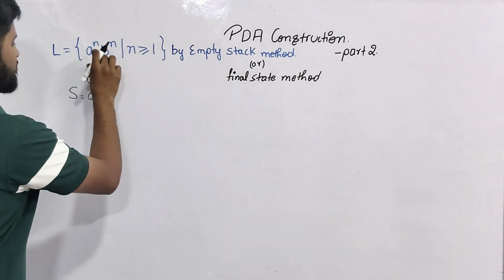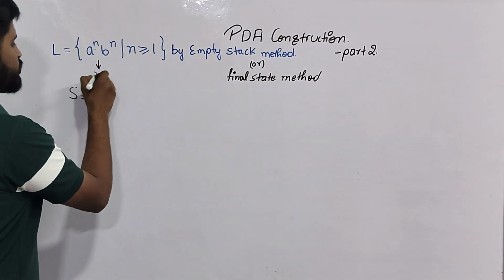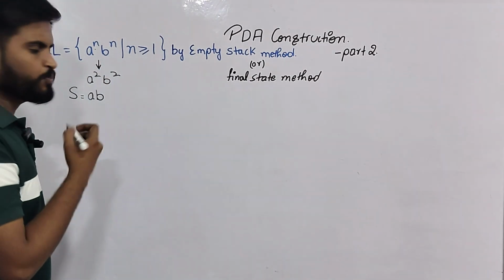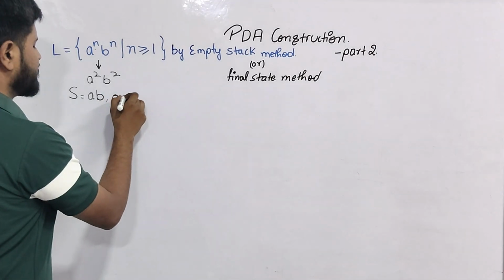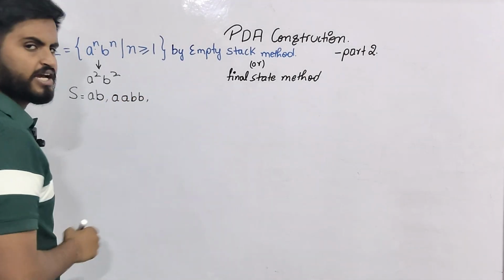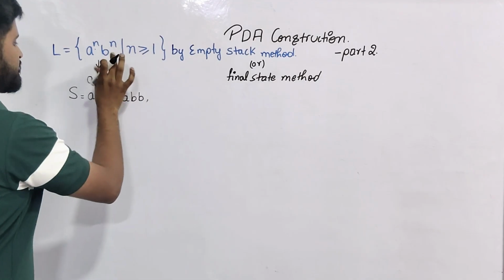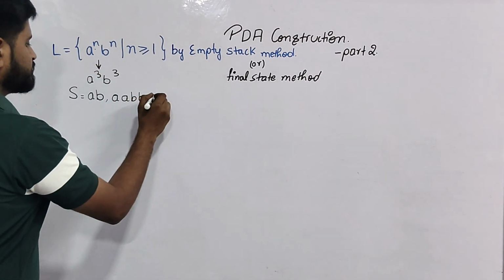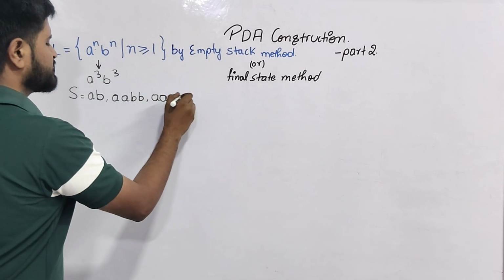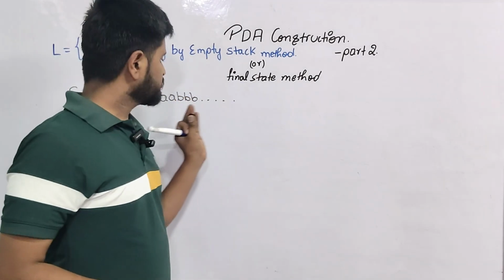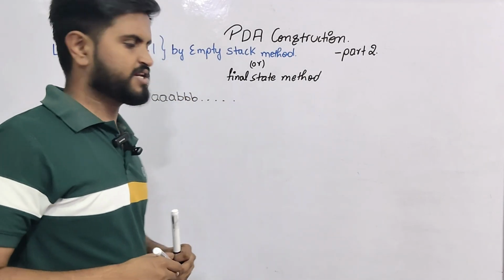Next, if I change the value of n from 1 to 2, a power 2, b power 2, what will be the string? A, A, B, B. Next, if I change it to 3, it will be a 3 times, b 3 times. Like this it will continue up to n.